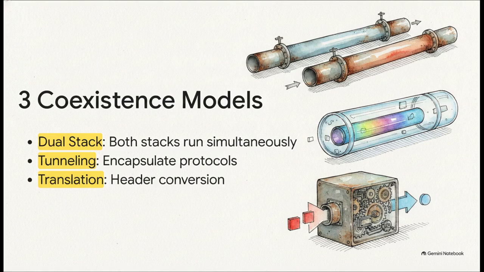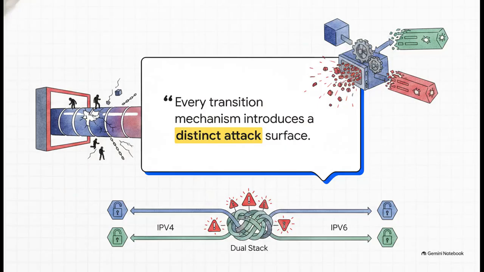You really have to understand how each of these operates. And here is the absolute bottom line for you as security architects. Every single transition mechanism introduces its own unique attack surface. And trust me, these aren't just theoretical whiteboard risks. Threat actors are actively exploiting them as we speak. Tunnels bypass your perimeter edge controls. Translators break end-to-end integrity. And dual stack, it literally doubles your policy surface area overnight.